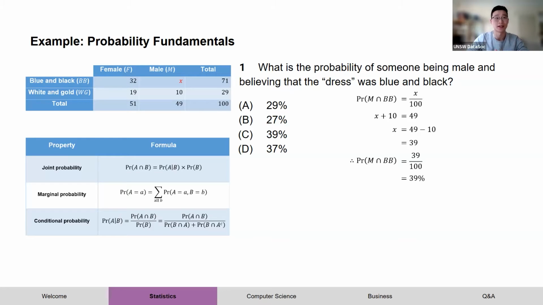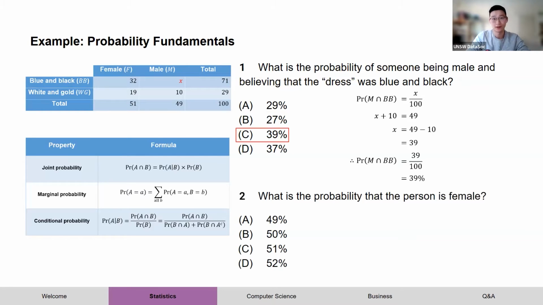Now, how we get that relationship is we look at the second column, so all the people who are male, and we know in total there are 49 males, of which X people are in set BB and 10 people are in set WG. Therefore, using that equation, we can find that X is equal to 39. And as such, the probability of a value being in the intersection between the two sets is just 39%. So that is answer C.